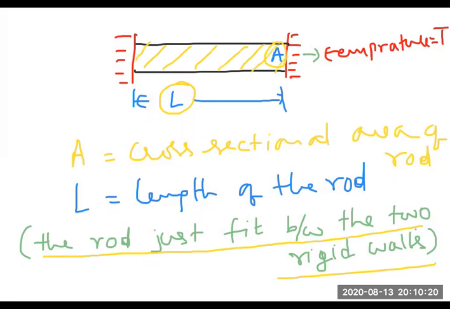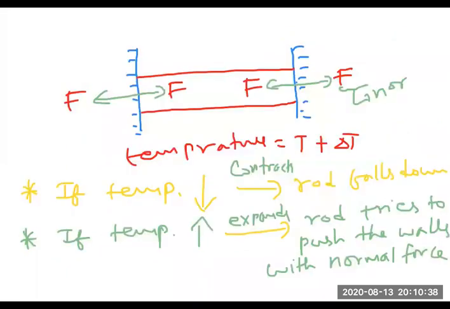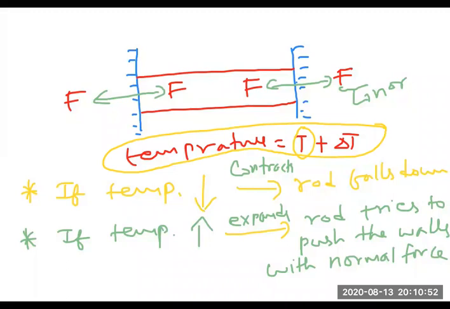So this is the information given in this page. First, I have taken one rod, and that rod is placed between two rigid walls. It just fits between the two rigid walls. That is the information provided in this page. Now let us observe what happened. If suppose temperature is increased, previously the temperature was T, now the temperature is increased by delta T. So temperature increased means what will happen? The rod will try to expand.